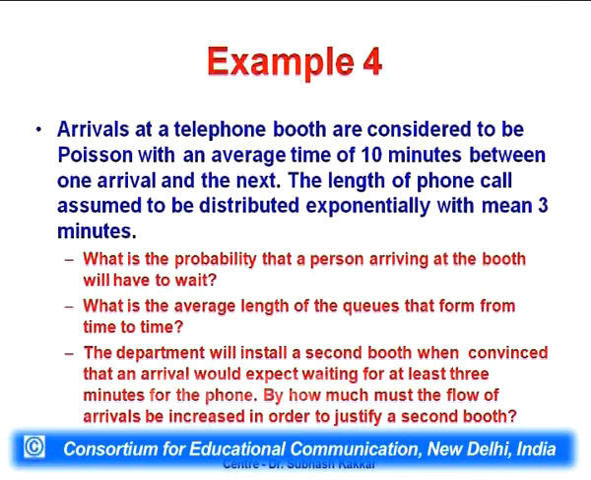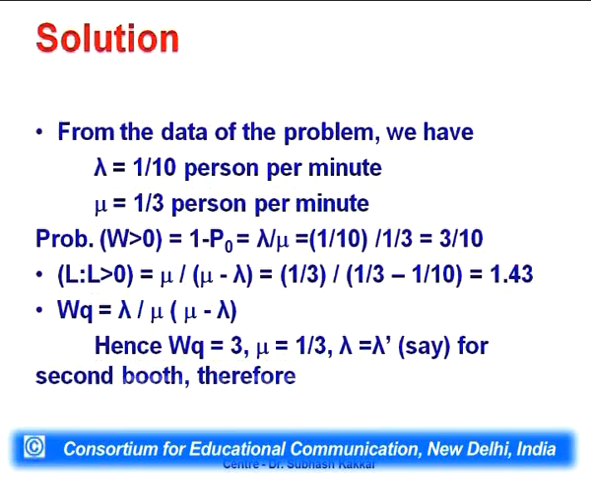Just reading this problem, it looks like a difficult one, but now we know the theory of queuing models and we know the formula to be used, and we will get answers very quickly to these three questions. The solution is like this. From the data of the problem, we have lambda, which is the arrival rate, which is 1 by 10 person per minute. Let us go to the problem.